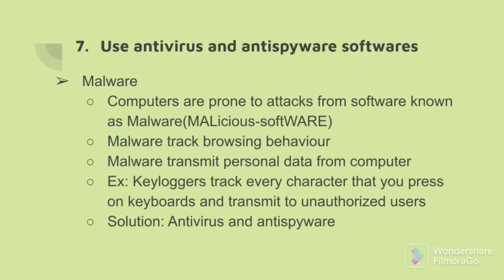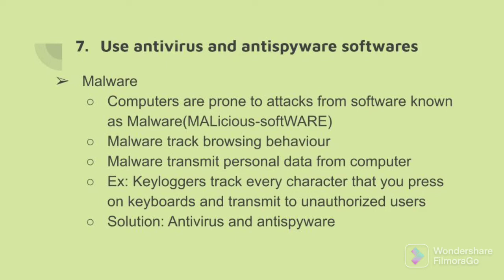The next best practice is to use antivirus or anti-spyware software. Before understanding the benefits of antivirus and anti-spyware, let us learn what malware is. Malware is a kind of software that we call malicious software. It gets installed on your computer over the network. When the malware is installed on your computer, it may track your browsing information and behavior, and the malware transmits the personal data from your computer to the person who has installed this software. For example, keyloggers track every character that you press on the keyboard and transmit it to unauthorized users.